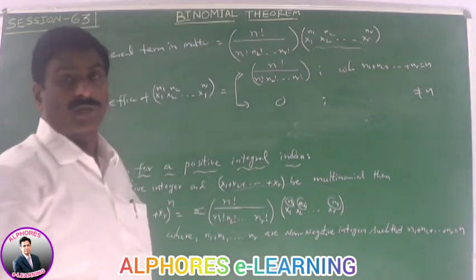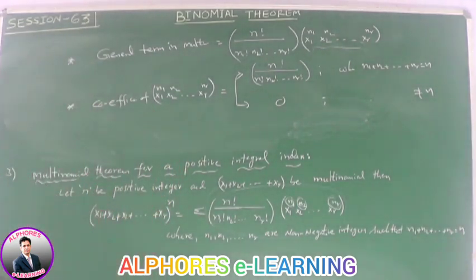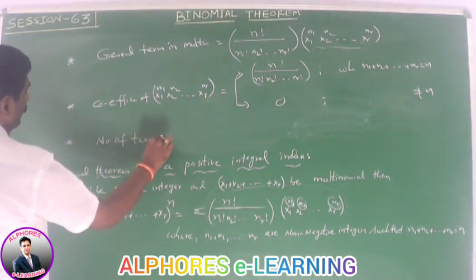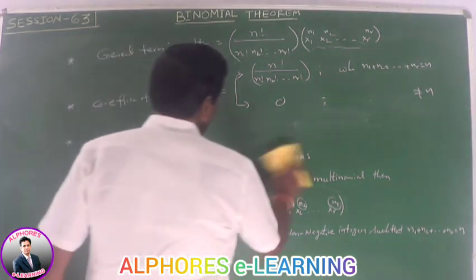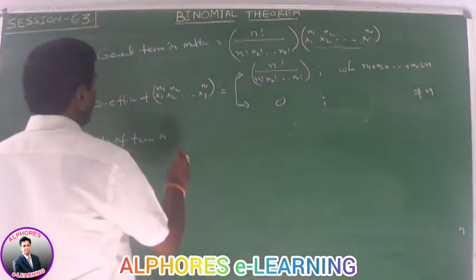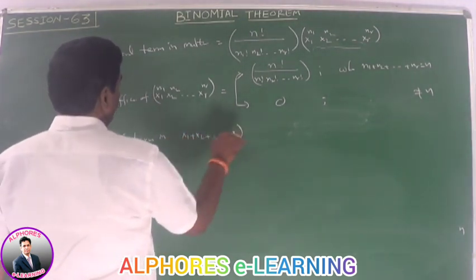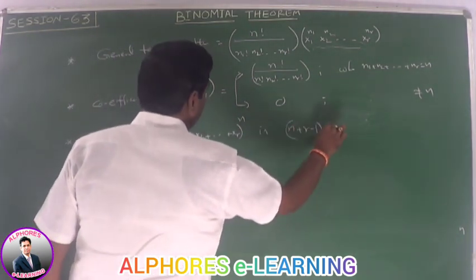If n1 plus n2 plus so on x suffix r is not equal to n, then the coefficient is equal to 0. Very, very important. Okay. Next, number of terms in the multinomial expansion x1 plus x2 plus so on x suffix r whole power n is n plus r minus 1 c r minus 1.